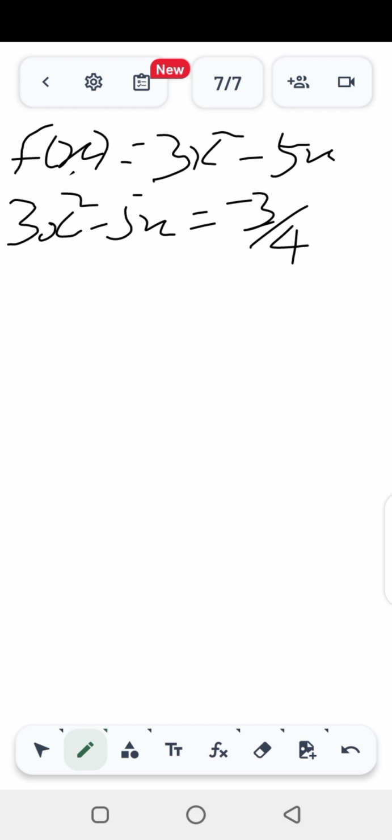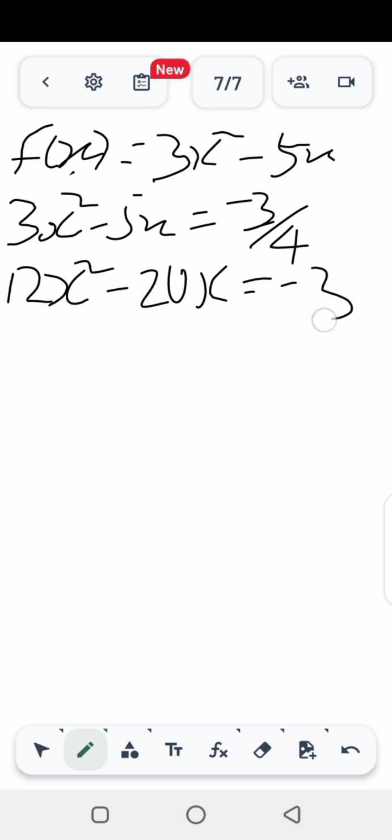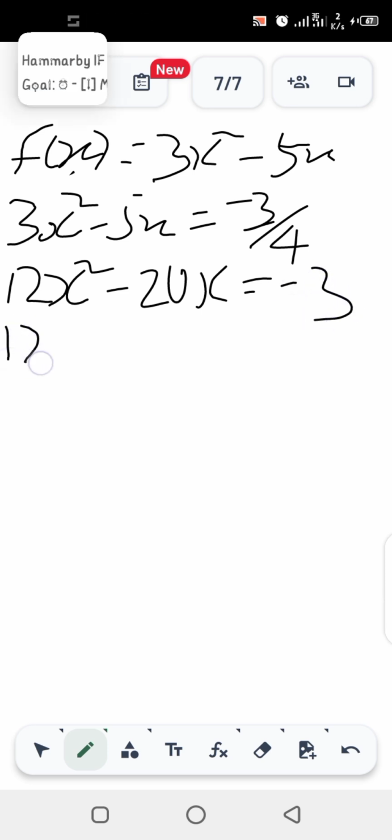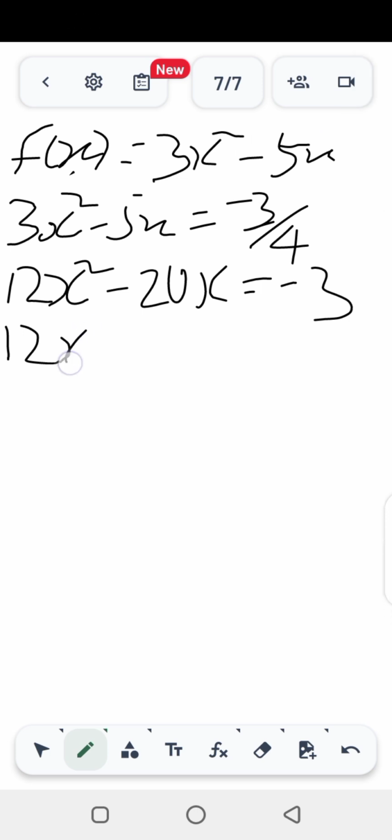Now we have to simplify this. We multiply through by 4. 4 times 3x squared gives us 12x squared, and 4 times minus 5x gives us minus 20x, which is equal to minus 3 over 4 times 4, which gives us minus 3. Now when we group it, we have 12x squared minus 20x plus 3 is equal to 0. Why? Because the highest power is 2, so that is a quadratic equation. So you have to solve this quadratically.